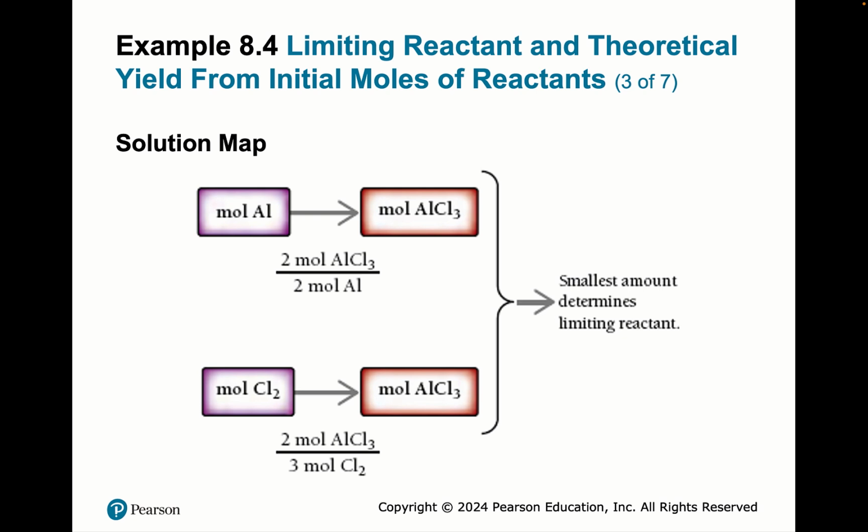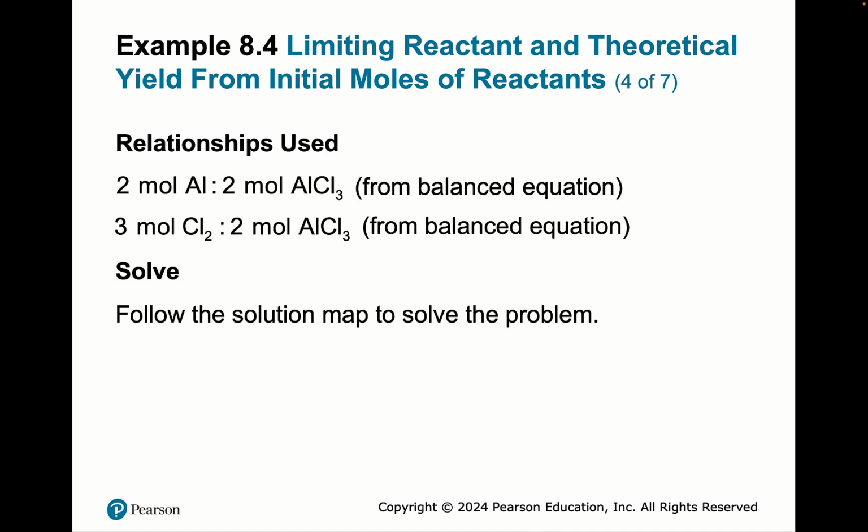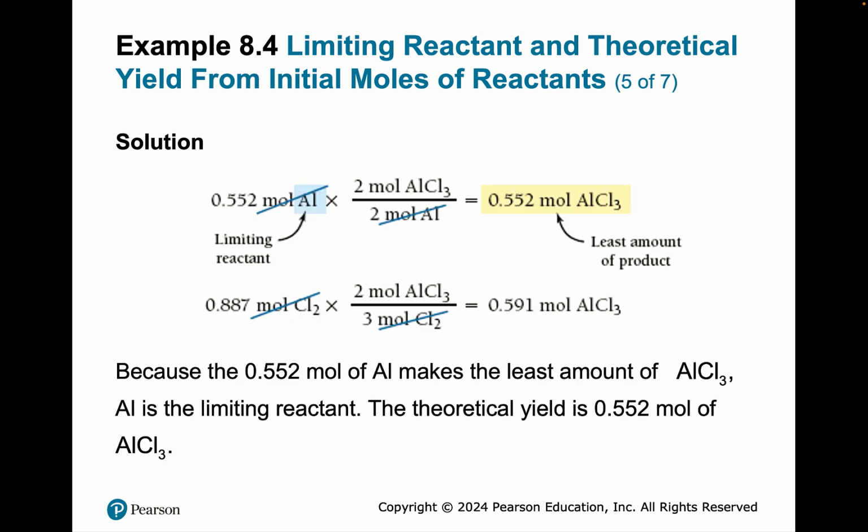So we're going to calculate what amount of aluminum trichloride we get for both, and then you have to pick the smallest one. Starting with the 0.552 moles of aluminum and the 2-to-2 molar ratio, we get 0.552 moles. Then starting off with the moles of chlorine and the 2-to-3 molar ratio, and you get this from the balanced equation. Tough step.